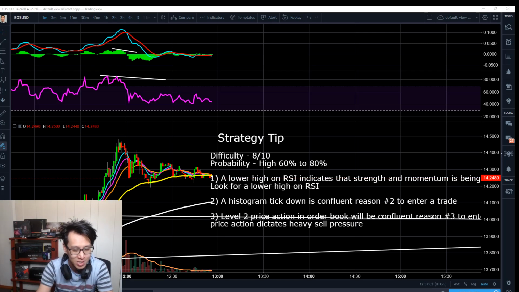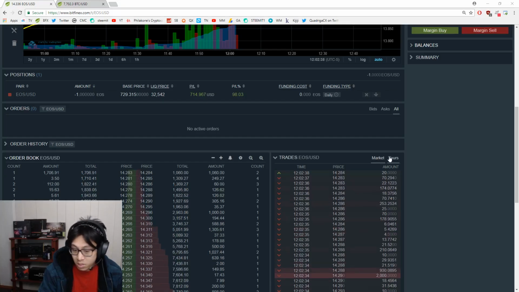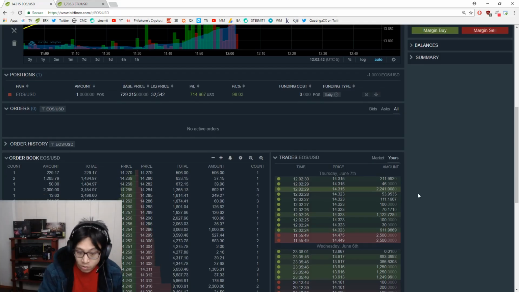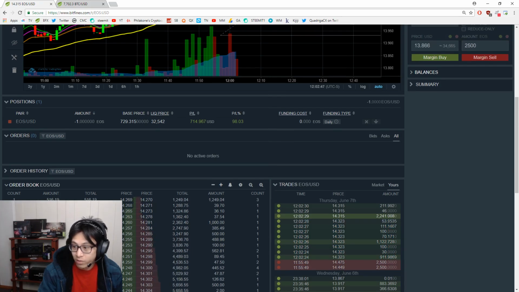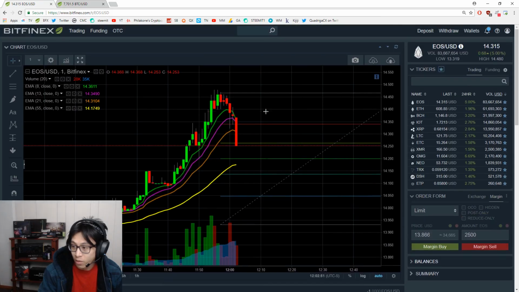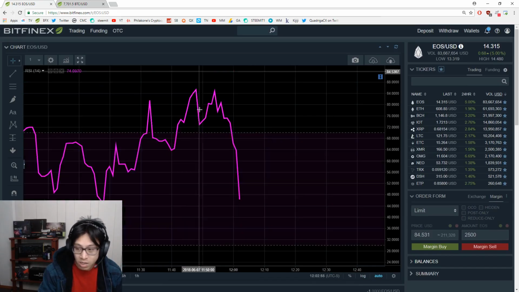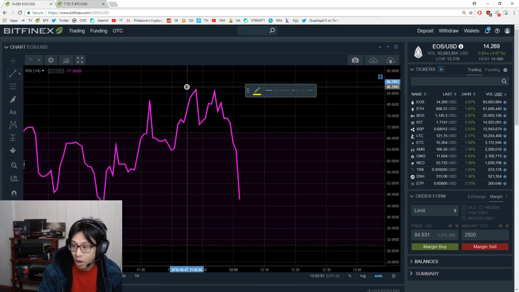All right, guys, this was one of the fastest trades I've ever made for this kind of profit, okay? This was a 7-minute trade, 7-minute trade for a $700 profit. And the reason why I entered into this short position is simple. The RSI was simply too high on EOS.